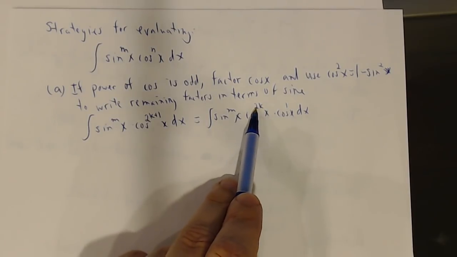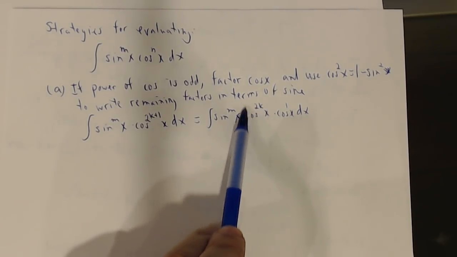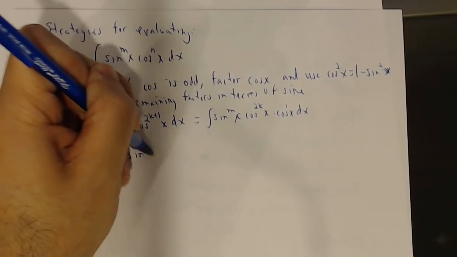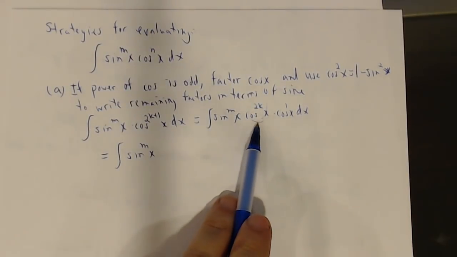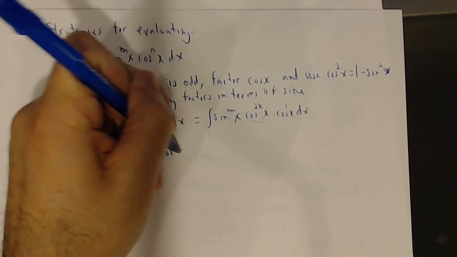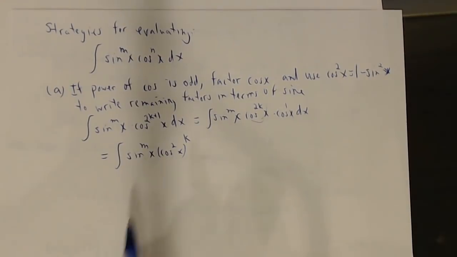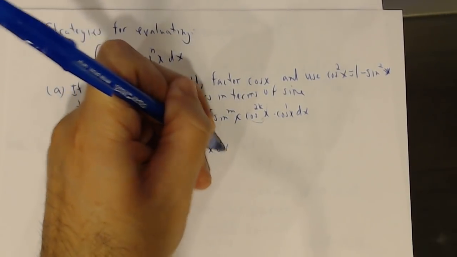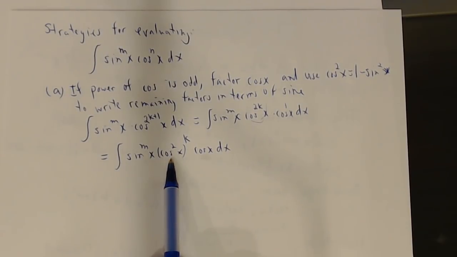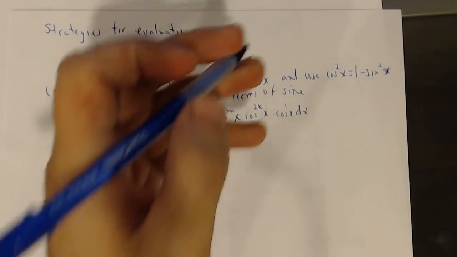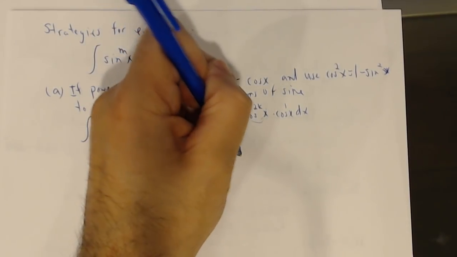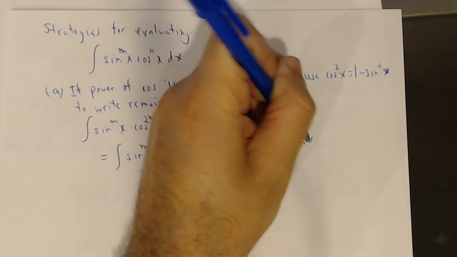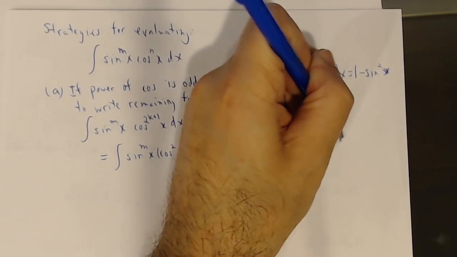Now, what do I notice? This is cosine to the power of 2k. So I want to get this to look like cosine squared, so I could write it in terms of sine squared. So this is equivalent to sine to the power of mx, and I could rewrite this as cosine squared x to the power of k. Now notice how that power of power is still equivalent to that, and don't forget the cosine of x dx. So now since I have cosine squared, I could write this as 1 minus sine squared. And if I do that, this becomes the integral of sine to the power of mx times 1 minus sine squared x to the power of k times cosine of x dx.